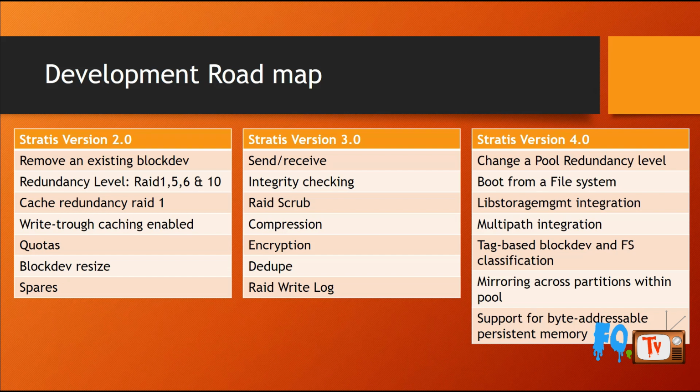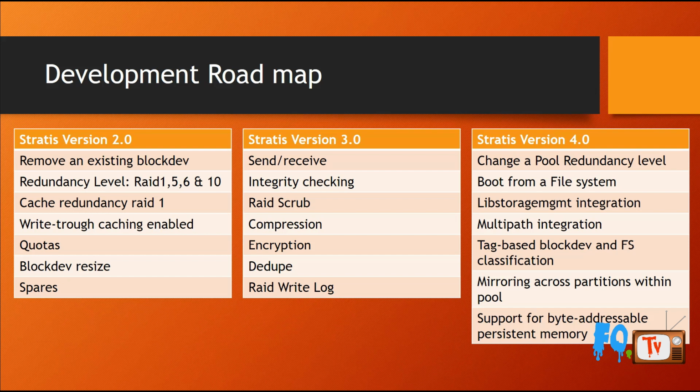Tag-based block device and file system classification. Here there is no classification as of now, like this is one pool or this is the second pool. So going forward, with tag-based block devices, you tag the block device, which classifies the data, something like that. And mirroring across partitions within a pool, so this makes it suitable for a DR site and DC site, mirroring across the partitions within the pool, which has redundant file systems on a single pool. So that's what version 4 is going to come with.